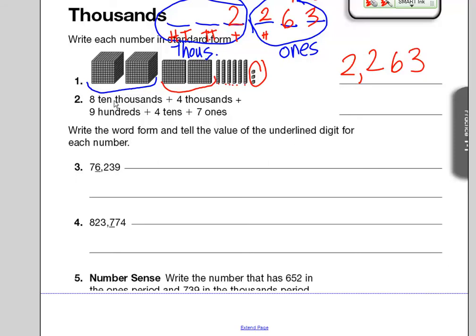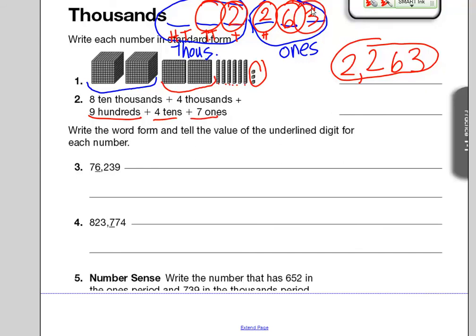Now number 2, we're also going to write this one in standard form. That means the short way. Okay, so 8 10,000s, remember, here's your 10,000s place, plus 4 thousands, here's your thousands place, plus 9 hundreds, we're going to put that in the hundreds place, 4 tens, put that in the tens place, and 7 ones. So go ahead and write that number out here in standard form. I'm not going to give it to you on this one. You're going to have to do it on your own.